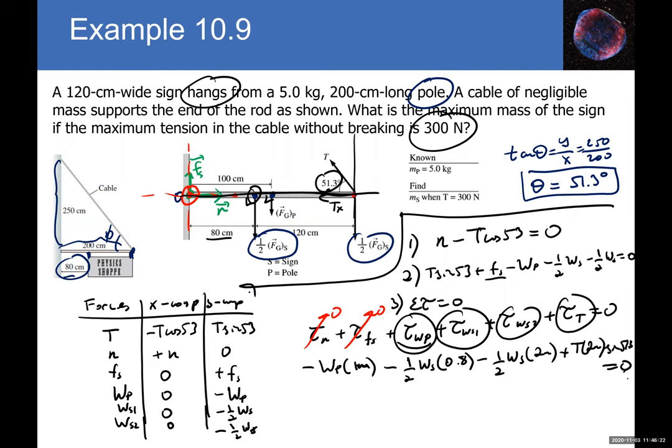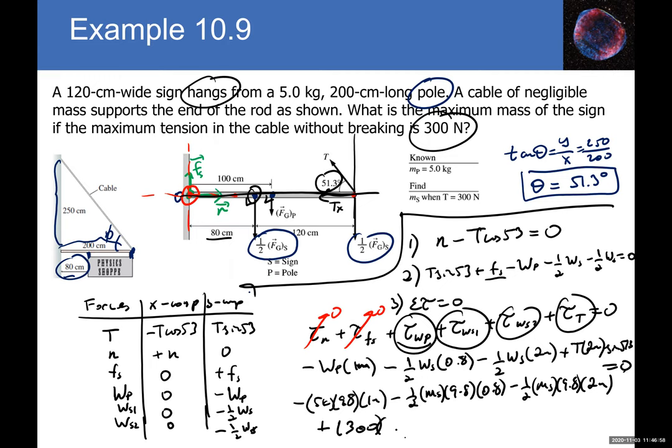Right? Then I can calculate, because this is minus, well, weight of the pole is 5 kilograms times 9.8, times 1 meter, minus 1/2 mass of the sine times 9.8 times 0.8, then minus 1/2 mass of the sine times 9.8 times 2 meters, then plus 300 times 2 meters for the tension, right? Then sine of 51.3 degrees, this whole thing equals zero.